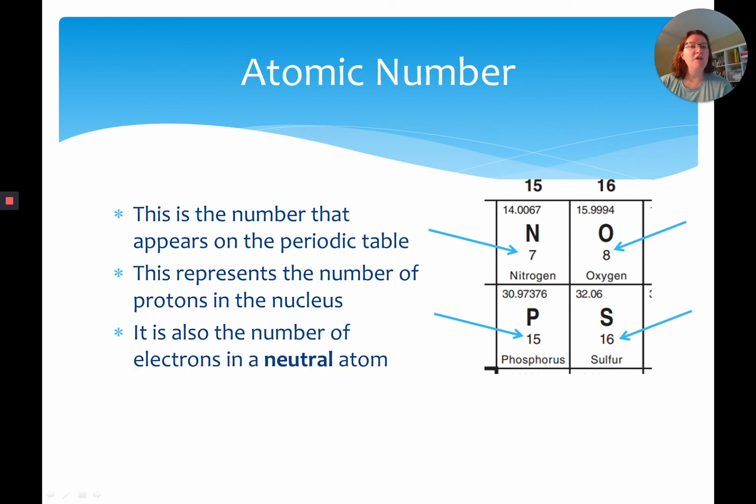If we have a neutral atom, the number of protons and electrons will be the same. So that being the case, we could say, well, an atom of phosphorus has 15 electrons. So the atomic number gives us the number of protons, and if it's a neutral atom, it gives us the number of electrons as well. So we would say that hydrogen has how many electrons? 1. And we would say that hydrogen has 1 proton.